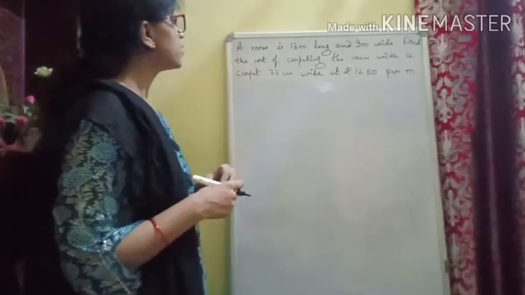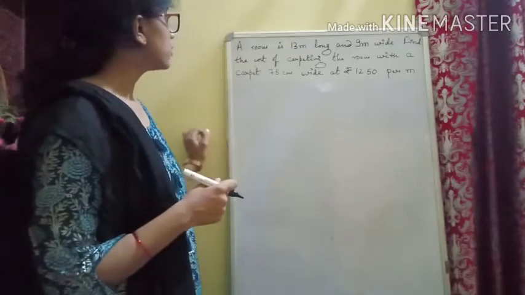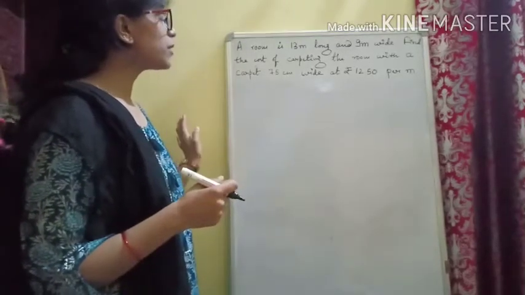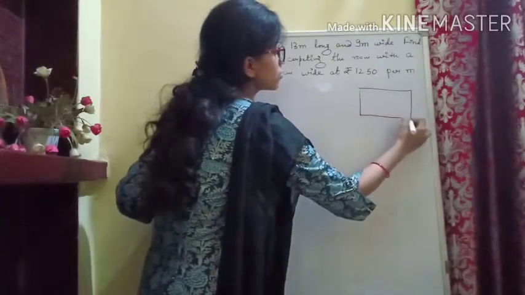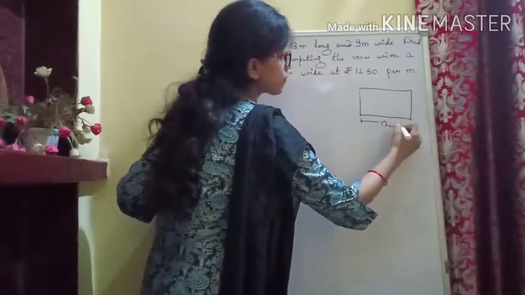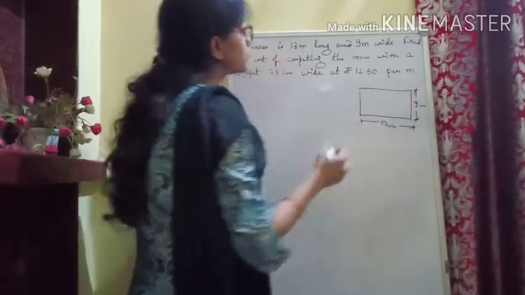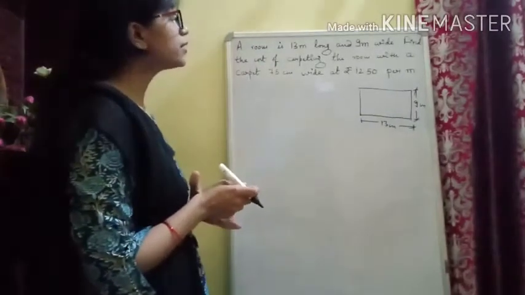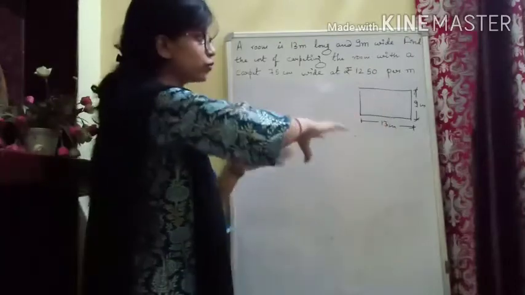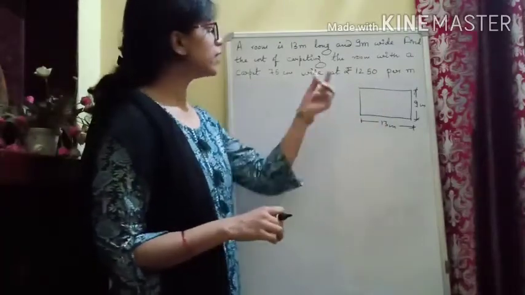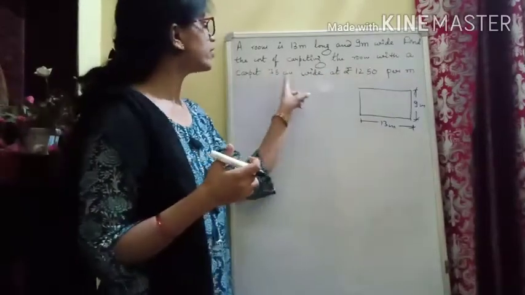Here it is given that a room is 13 meter long and 9 meter wide. Find the cost of carpeting the room. So here they have given that there is a room which is 13 meter long and 9 meter wide. Find the cost of carpeting the room with the carpet 75. So we actually have to carpet the room. For the carpeting of the room, we have to buy carpet with a carpet 75 wide.